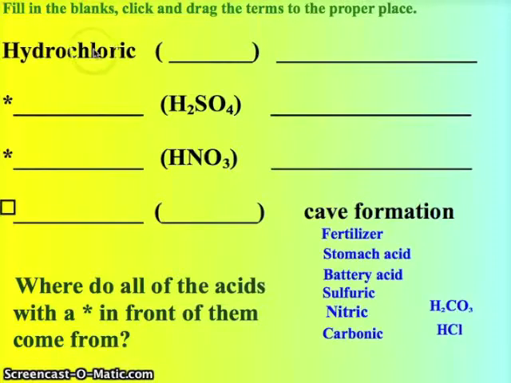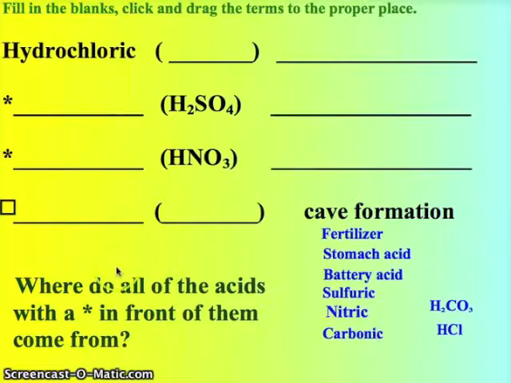So, hydrochloric acid. First, when we look at this column, we see some formulas, not for hydrochloric acid, but for some other acids. Here, it looks like you have to have the name of the acid. Here, the formula for the acid. And here, some different facts about each one. So let's take a look at it.